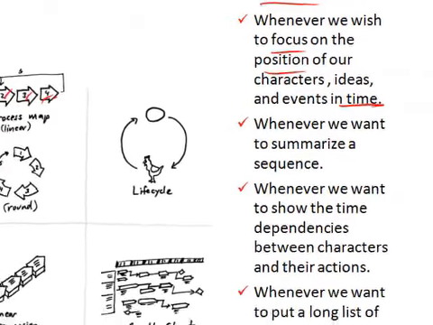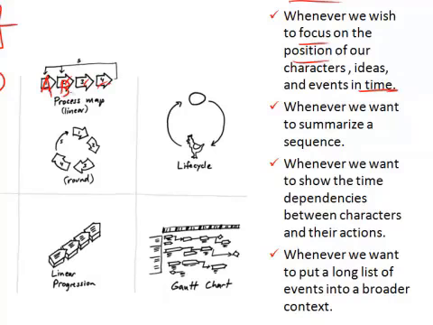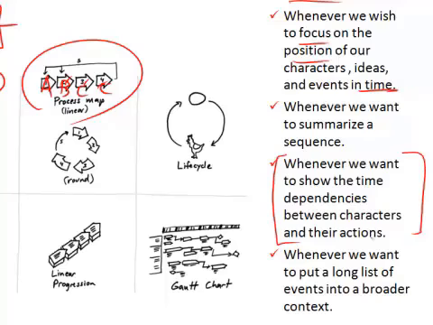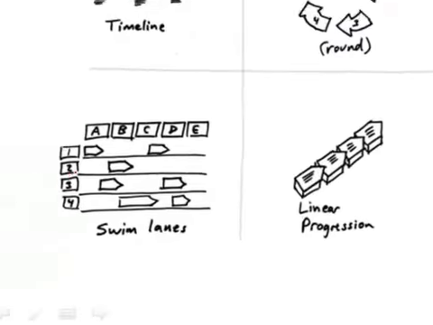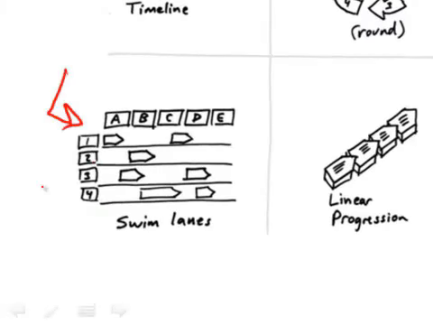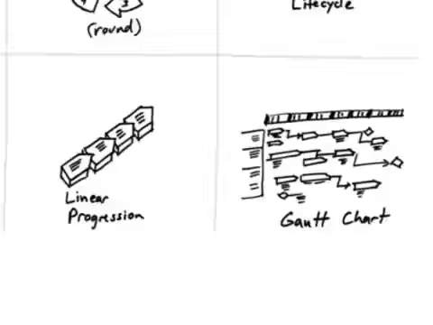Whenever we want to summarize a sequence, A, B, C, D, I put in a timeline. Whenever we want to show time dependencies, dependencies between characters and their actions, let's use one of these swim lane timelines where we say here's character 1, 2, 3, 4, here is time, and here are the things that they're doing, and we can begin to see that wherever there's overlaps, there's dependencies, and things need to align up in sequential order.